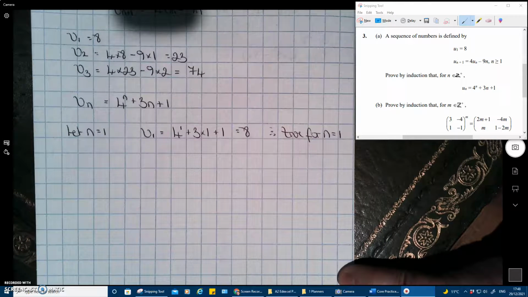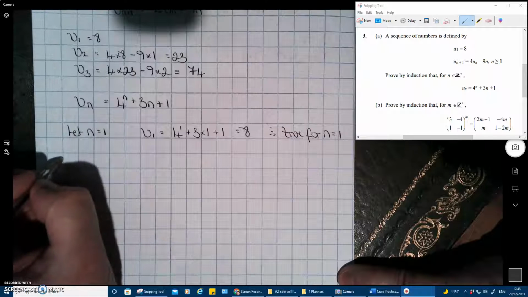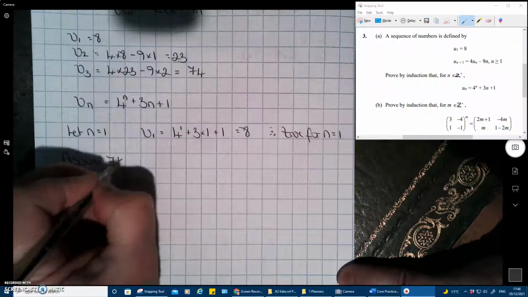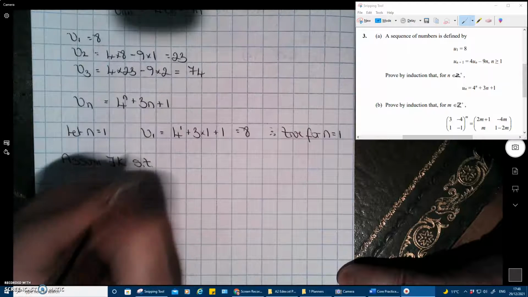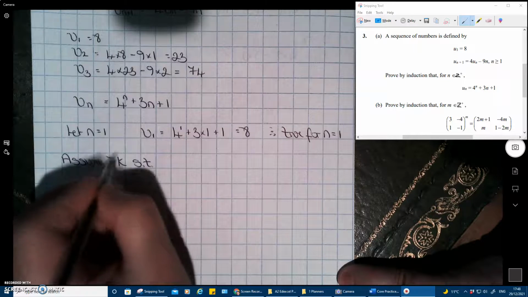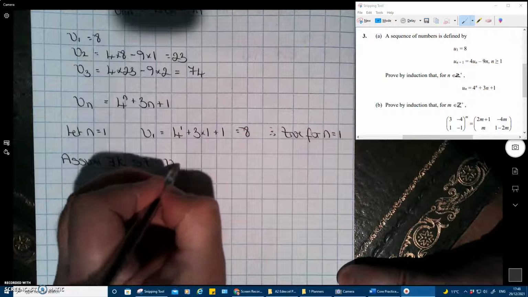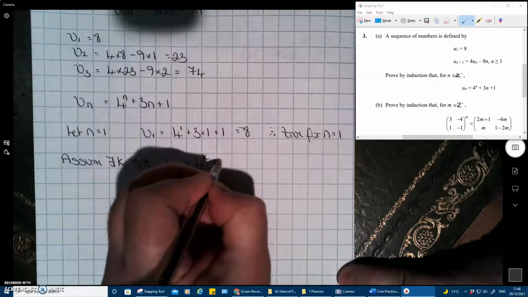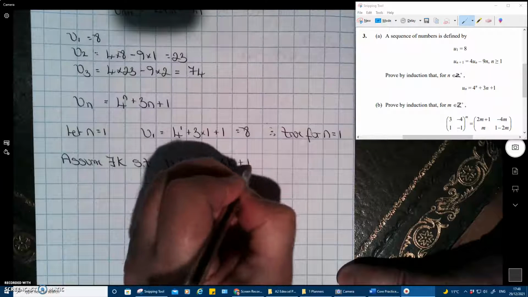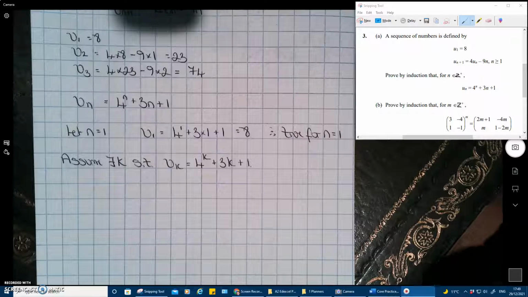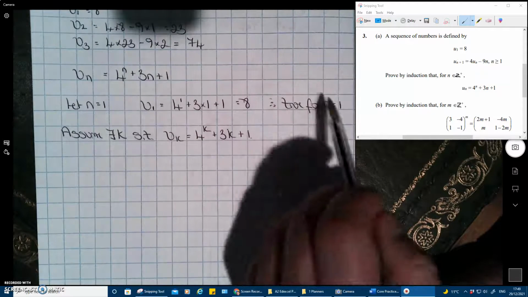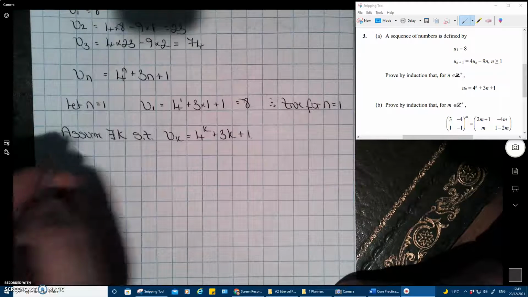Okay. Now we've got to assume that it's true, or there exists a k such that this works. In fact, we know it works for 1, but we're assuming a general k such that uk is 4 to the power k plus 3k plus 1. And what we're now going to do is prove that if it's true for k, then it'll be true for k plus 1. Okay, and because we've shown it's true for 1, it'll be true for 2. If it's true for 2, it'll be true for 3, and so on. That's the general principle.